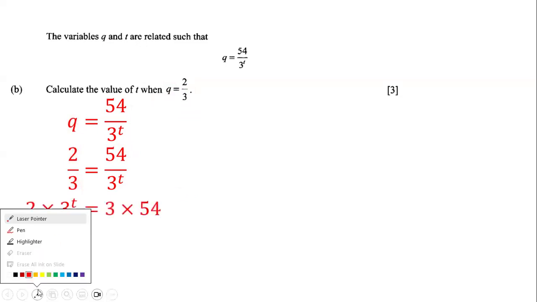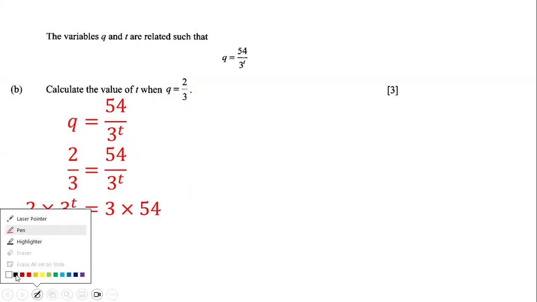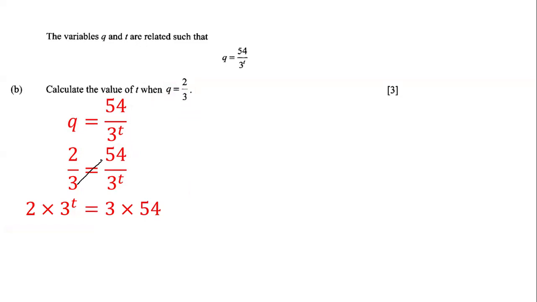Well, we cross multiply. So that means that we take 3 and we multiply it by 54. And we take 3 raised to the power of t and we multiply it by 2. And so indeed, we have 3 multiplied by 54, and then we have 3 raised to the power of t multiplied by 2. So we have 2 times 3 raised to the power of t, and that's going to be equal to 3 times 54.